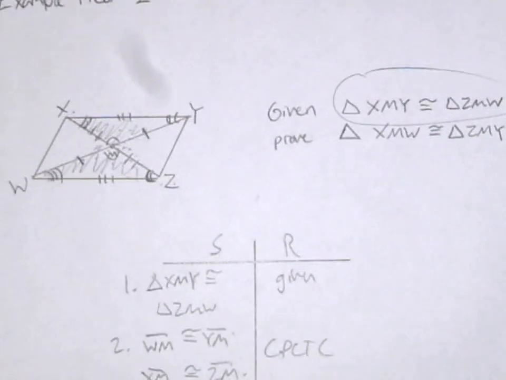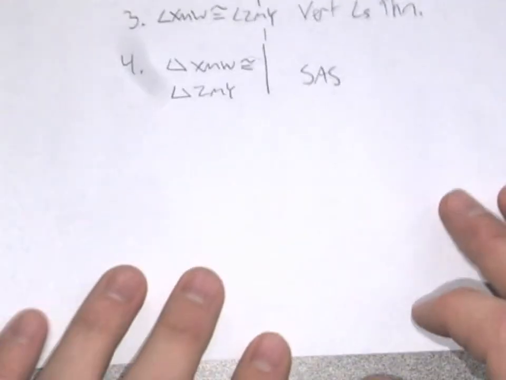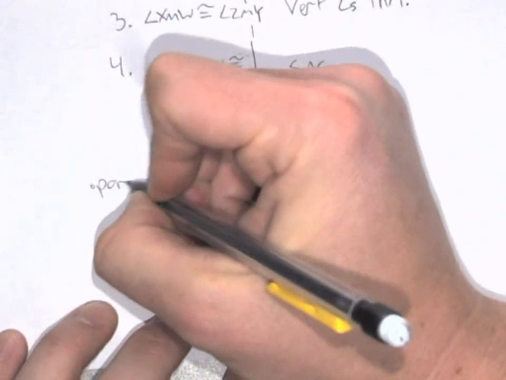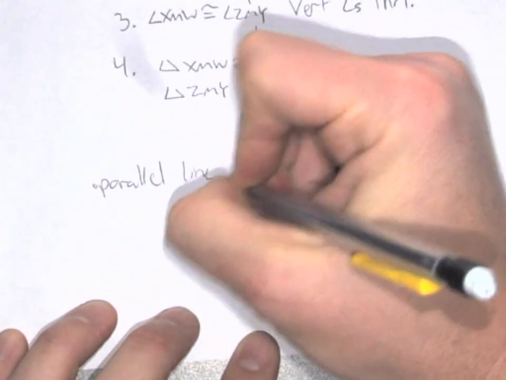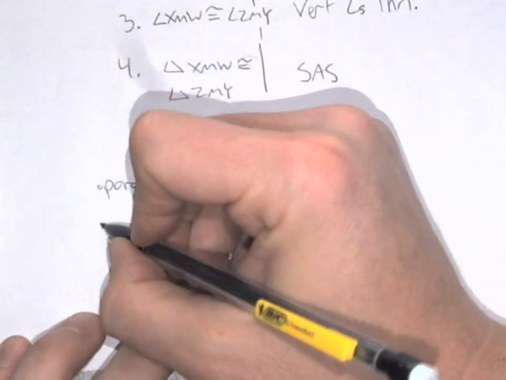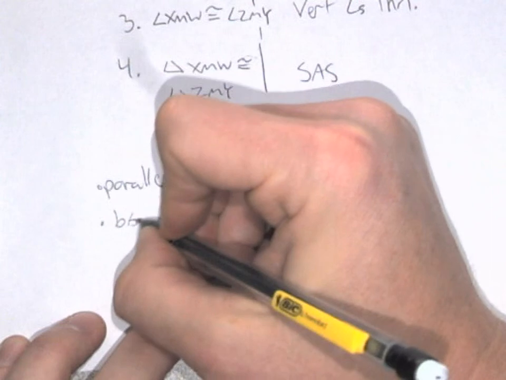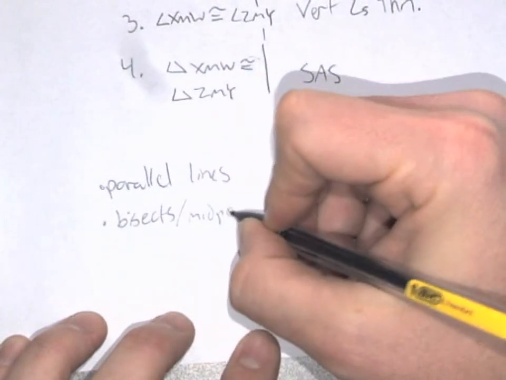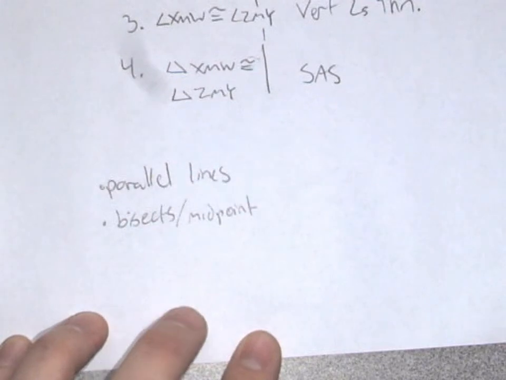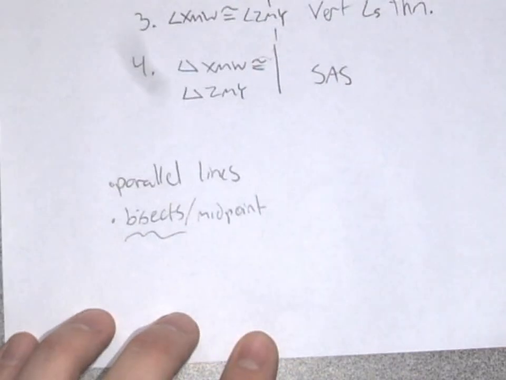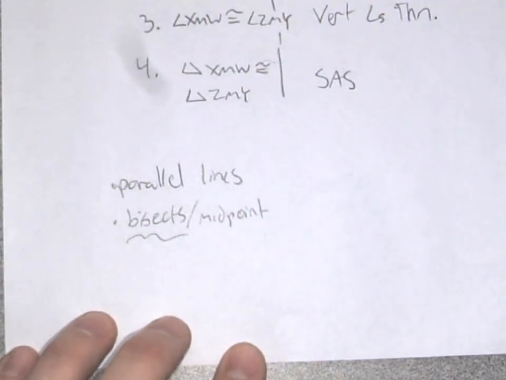Other hints: when you're looking through the figure, you have to make some inferences. So always look for parallel lines, because you can use alternate interior angles. You can look for the word bisects or the word midpoint in your proof. Bisects or midpoint are going to give you congruent segments or congruent angles. Those are keywords you want to look out for. They're going to give you congruence.